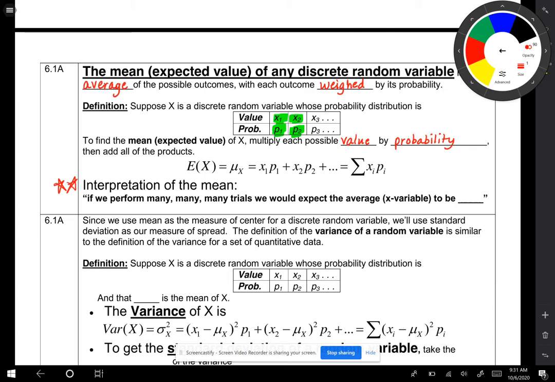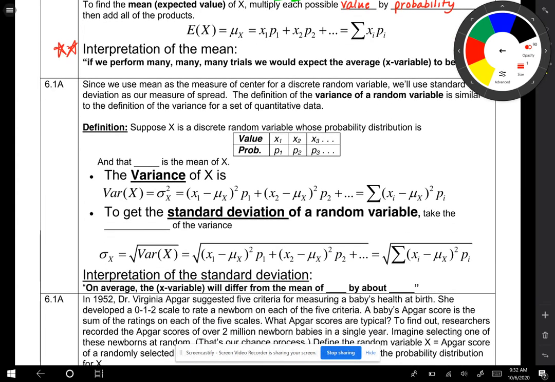The next one, since we use mean as the measure of center for a discrete random variable, we'll use standard deviation as our measure of spread, because they go hand in hand. If you're going to use the mean, use the standard deviation. The definition of the variance of a random variable is similar to the definition of the variance for a set of quantitative data. So when we found the variance of quantitative data, which we don't use that often, what we did was we took the value and subtracted the mean from it, squared it, and did it for each of the values, and then we added all of those up, and that would be our variance.